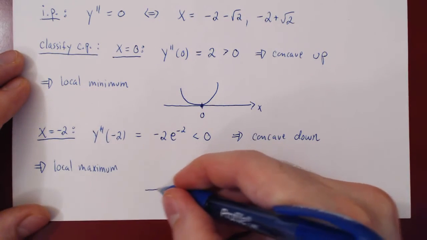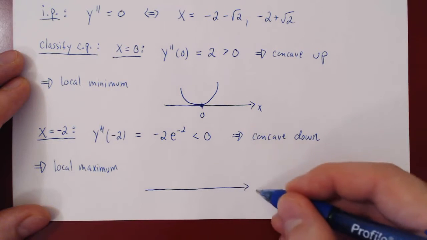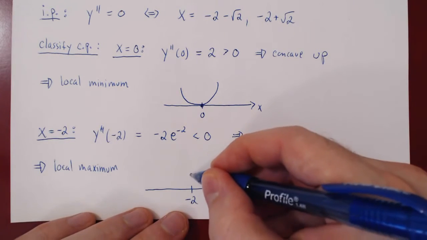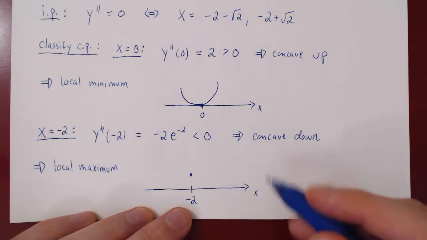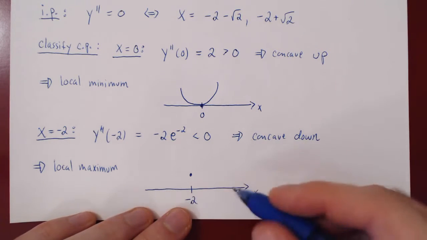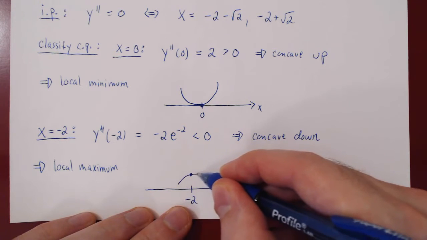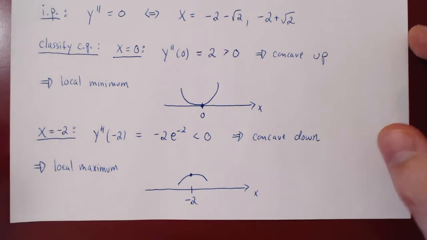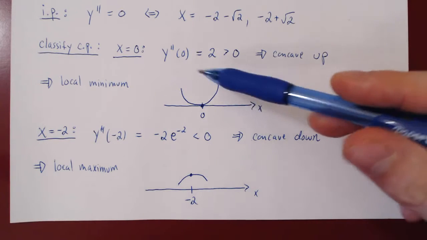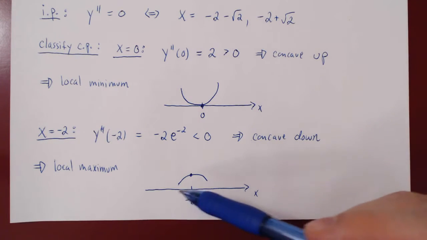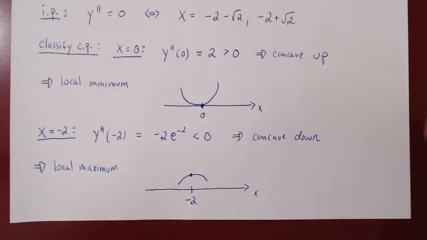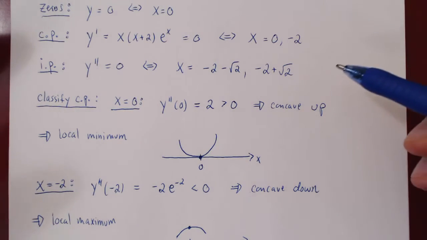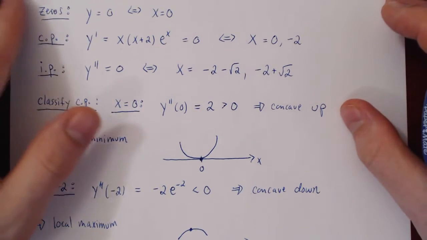So, around x equals negative 2, suppose that the y value is here, the curve is concave down, so we have a local maximum. So it will look something like this. So we have classified successfully our two critical points. x equals 0 is a local minimum, x equals negative 2 is a local maximum, and those were our only two critical points, so we are now ready to look at a table of values.